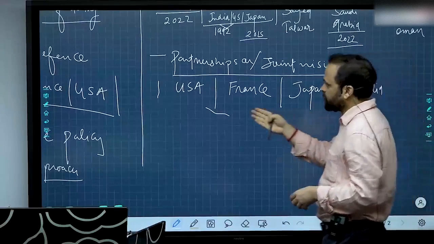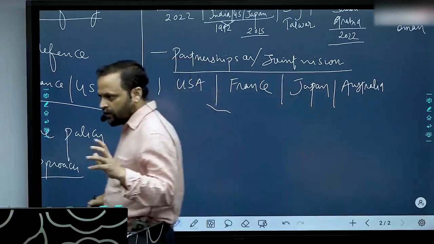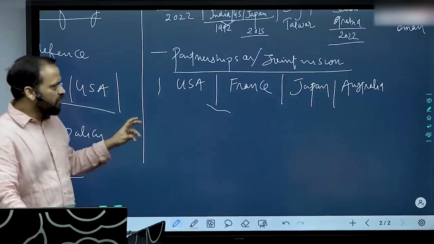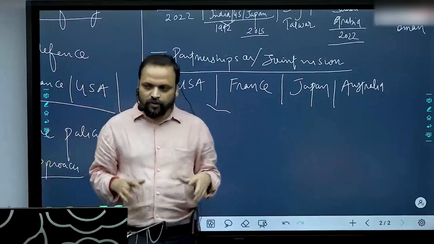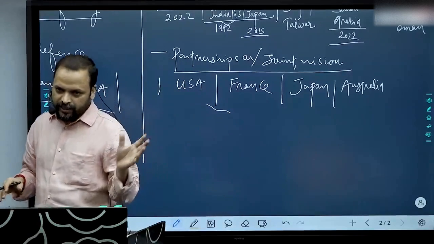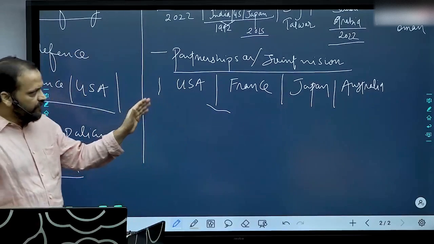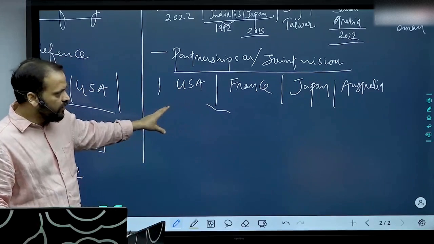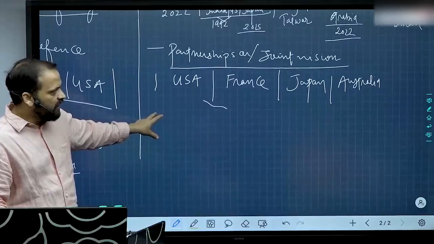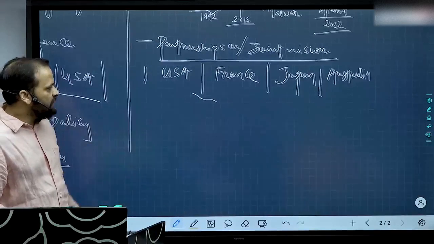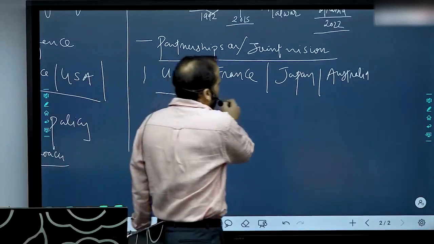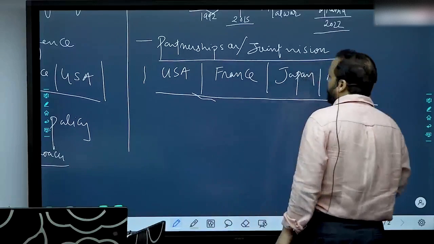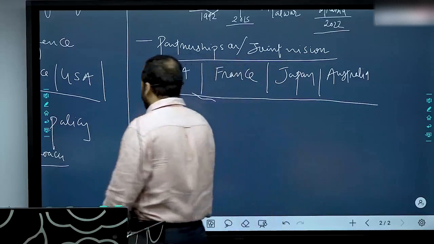So these are countries which are not necessarily Indian Ocean countries. USA, Japan, not necessarily Indian Ocean country. Australia is far away from the perspective of India, right? France has smaller islands like Reunion in the Indian Ocean region, but they are capable countries. So we have joint visions or partnerships with these countries in which cooperation in Indian Ocean region figures.